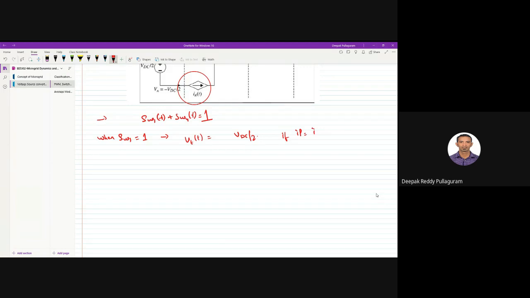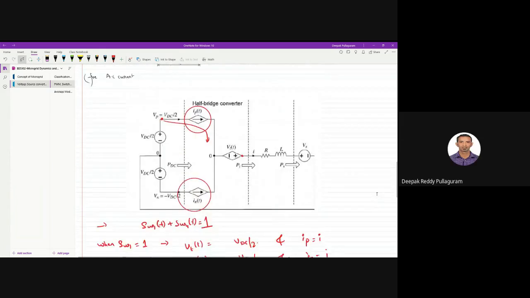Is it okay? Yes, sir. When SW4 is 1, what happens to VT of t? Minus VDC by 2. And IN will be plus I.